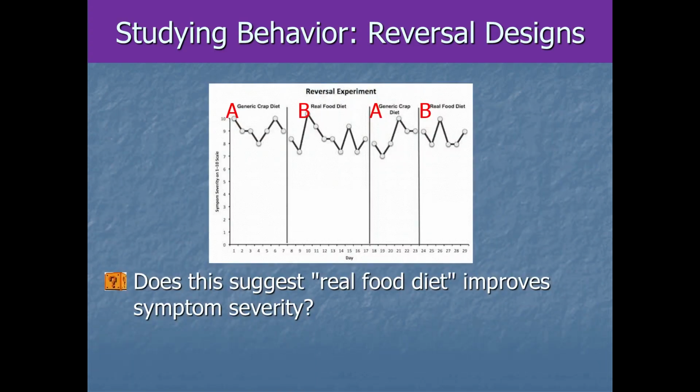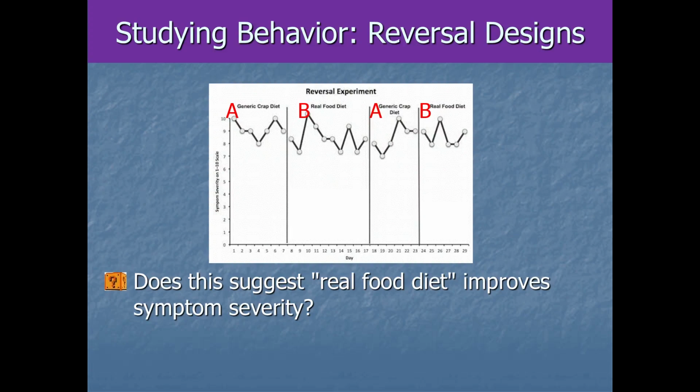Now, what if your friend instead did a proper reversal design? Maybe something simple like an AB-AB design. That's better, at least. They measure their symptoms on the crap diet, on the real food diet for a while, then on the crap diet for another week, and then on the real food diet for another week. Based on the data you see here, assuming this is the data they get for their symptoms, should we conclude that the real food diet is better than the generic crap diet?